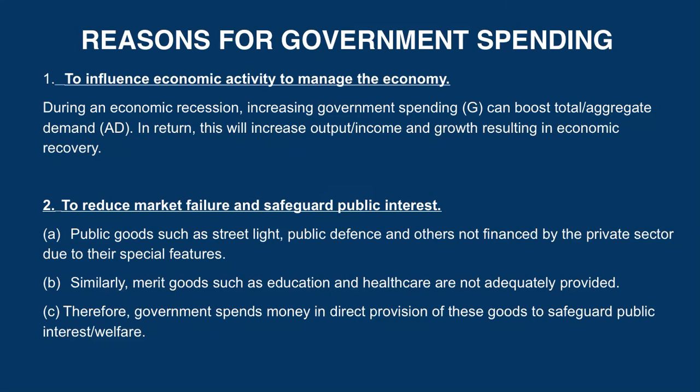by the private sector. Therefore, the government spends money in direct provision of mainly the public goods, and also to reduce the shortage of the merit goods. The government will supply or finance the production of the merit goods in order to increase the production of the merit good, which is underproduced and underconsumed, which causes the market failure.